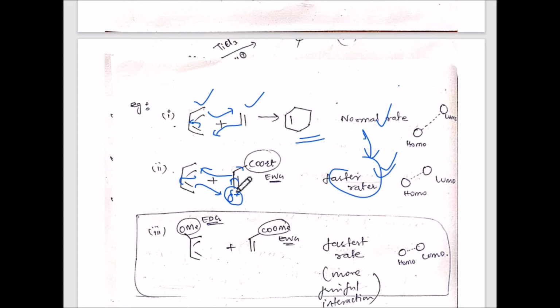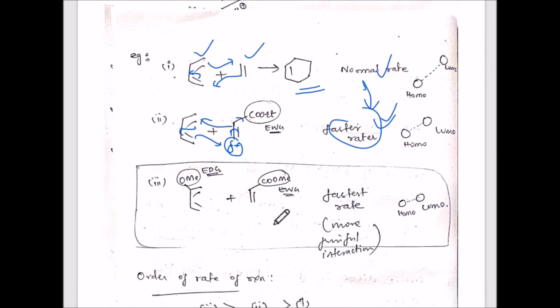Now, this was the case where your dienophile had the electron withdrawing group. The case I am coming to now is where the diene has the electron donating group and the dienophile has the electron withdrawing group. What is the case? You see here, the electron donating group, this OMe, gives the electron, and this carbon becomes electron rich, right?